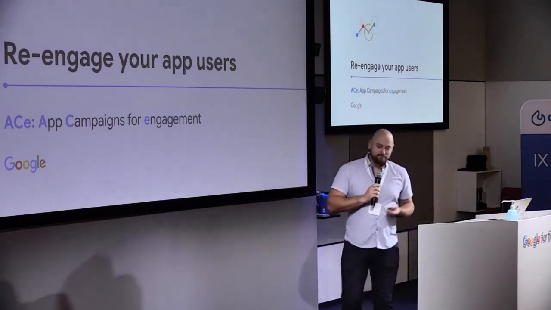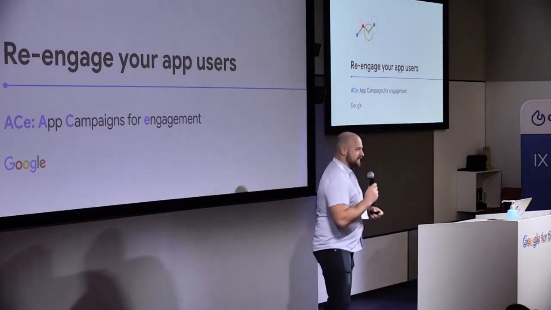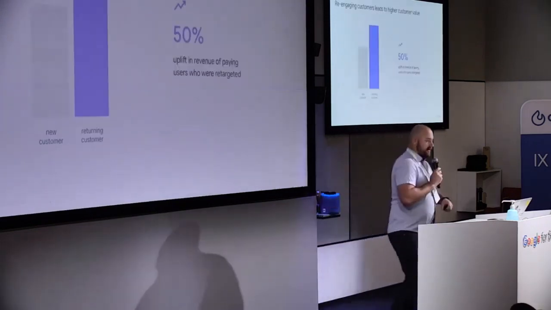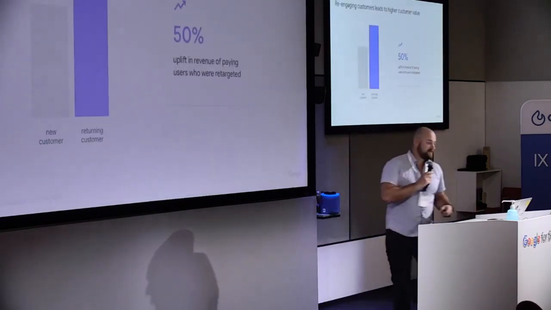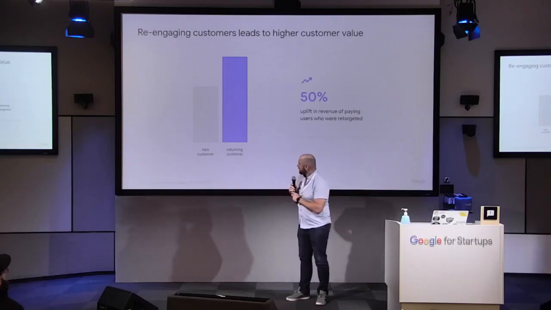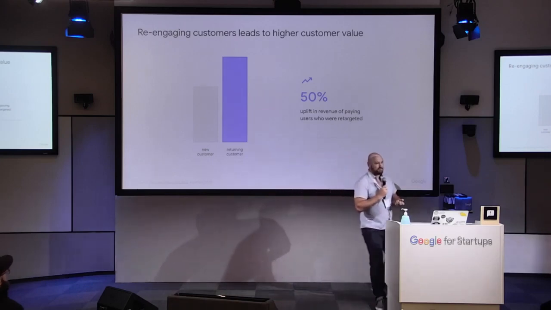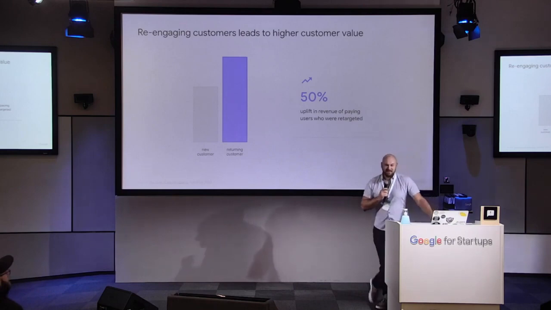So let's talk about big numbers. These are the really important ones. There we go, 50%. What we see is an uplift in revenue of paying users who are retargeted. If we see a comparison here between new customers and returning customers, it's something that's been true for probably the last 1,000 years. It's easier to make money on existing customers than new ones.